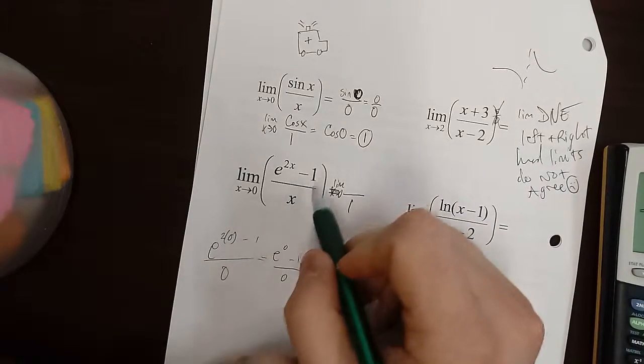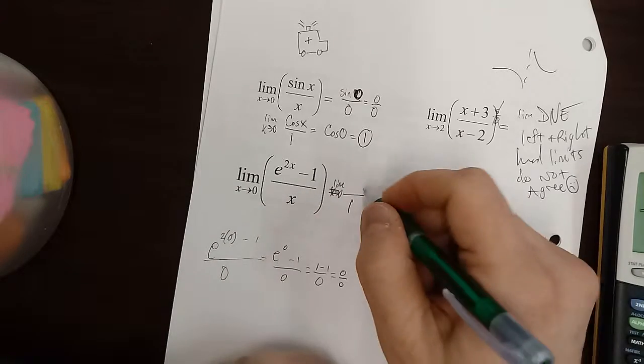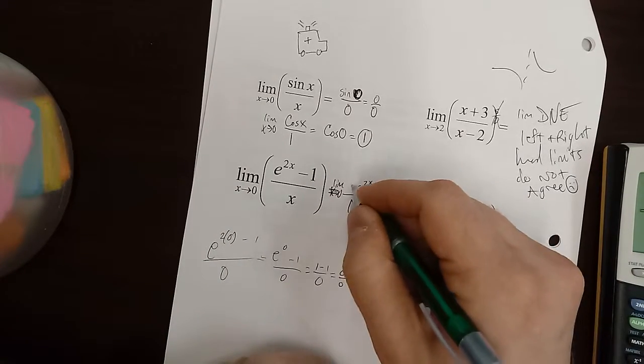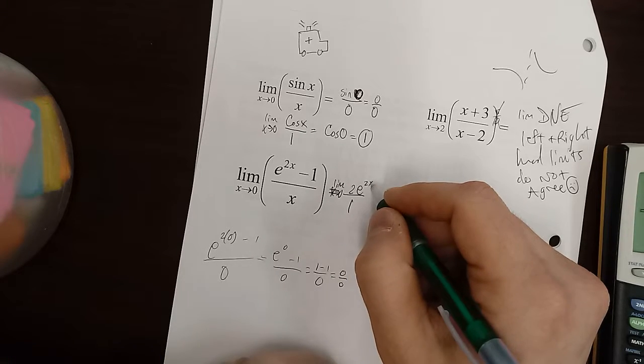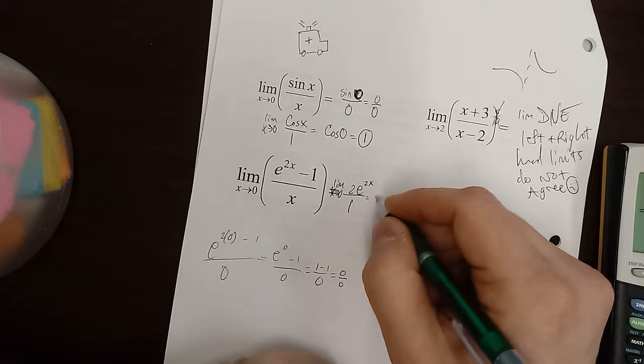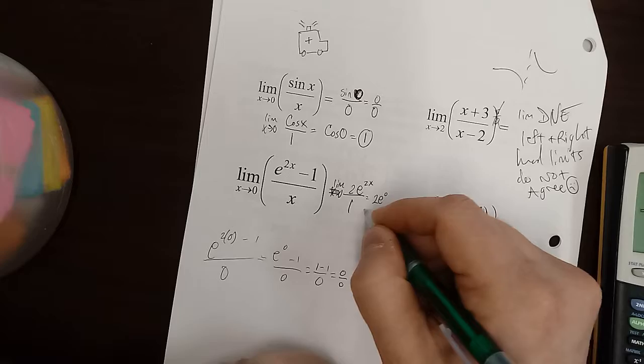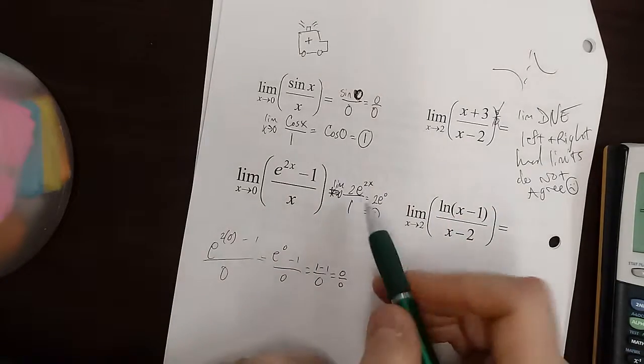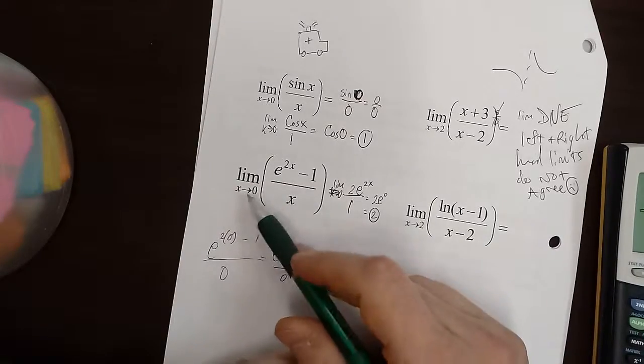So if I take the derivative of the top, we'll just get e to the 2x and then times the derivative of the insides, which is 2. So I get 2 e to the 2x, and now I can substitute in 0 and get 2 e to the 0, or just 2. And so the limit of this function is, in fact, 2 as x goes to 0.